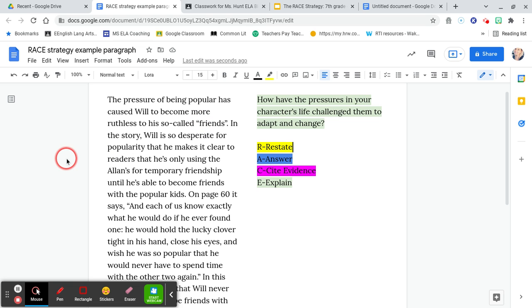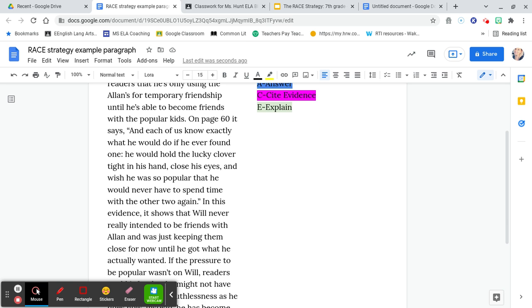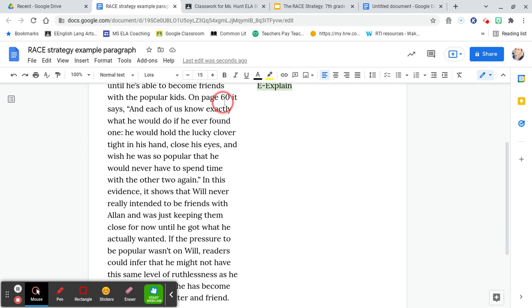Here's my answer. The pressure of being popular has caused Will to become more ruthless to his so-called friends. In the story, Will is so desperate for popularity that he makes it clear to readers that he's only using the Allens for temporary friendship until he's able to become friends with the popular kids. On page 60, it says, "And each of us knew exactly what he would do if he ever found one. He would hold the lucky clover tight in his hand, close his eyes, and wish he was so popular that he would never have to spend time with the other two again."